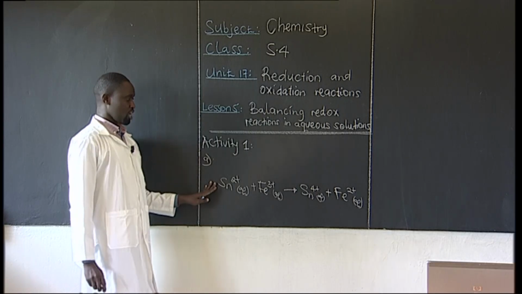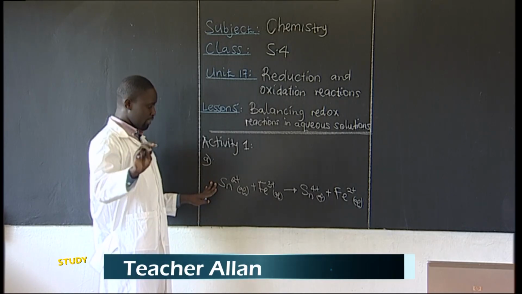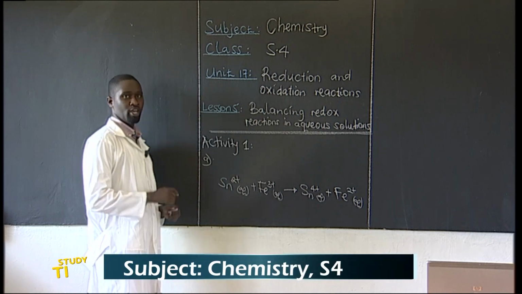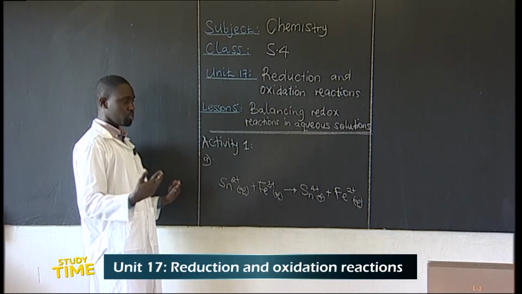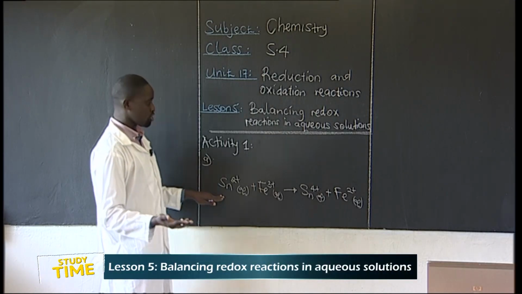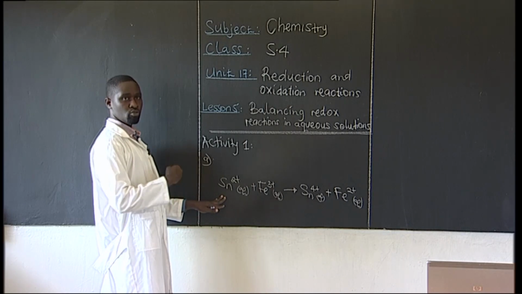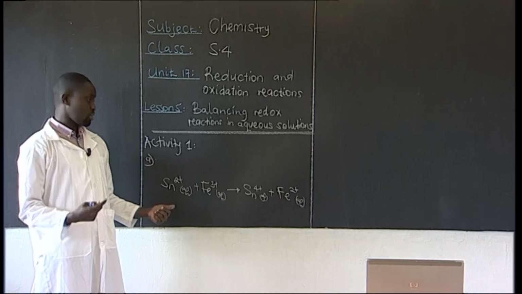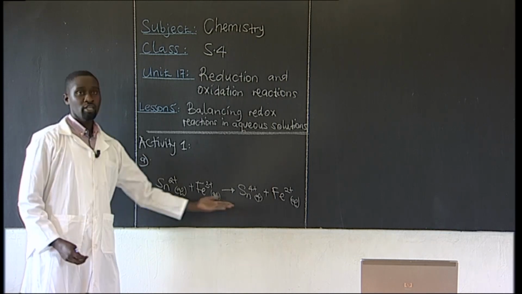So, having this as our activity 1, the first guideline is to identify and separate species undergoing oxidation and species undergoing reduction. How do we know a species is undergoing oxidation, and how do we know a species is undergoing reduction? What we do is we look at the changes in oxidation numbers.